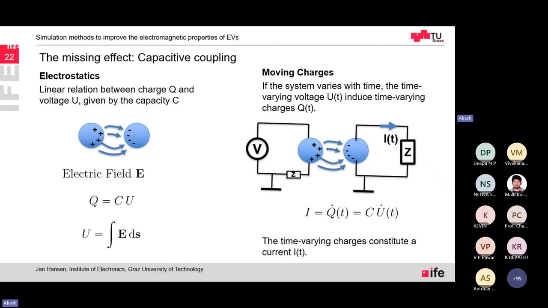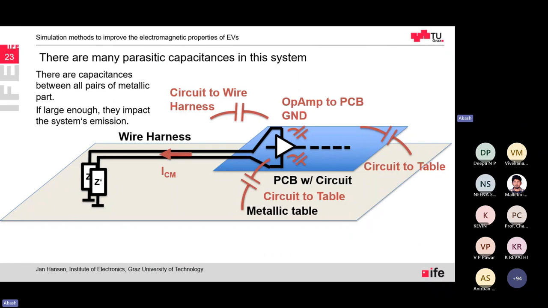Now let's have a look at our measurement setup. Where could we find such a structure? If we have a look at it, we see there are quite a few possibilities to have these capacitances. This is our board, and there are some electronics on the board. There are wires. The board has a ground, and actually there's this huge metal table. The metal table is responsible for lots of mass in our EMC. But we cannot just leave it away, because leaving it away would mean we have a car without a chassis, and a car without a chassis wouldn't drive.